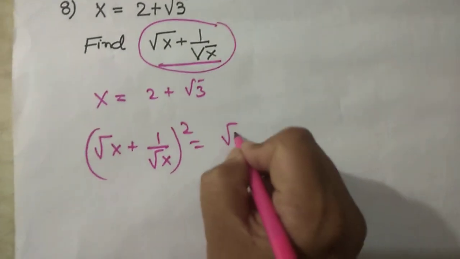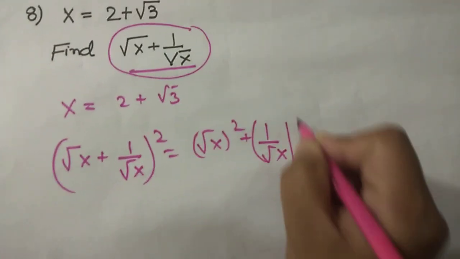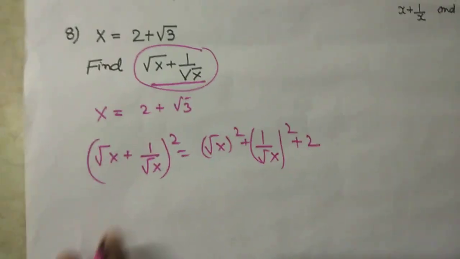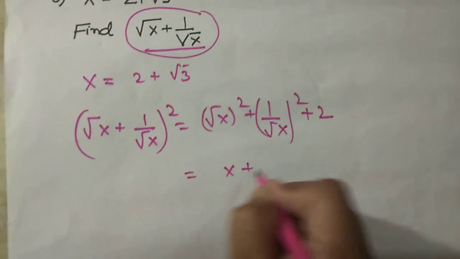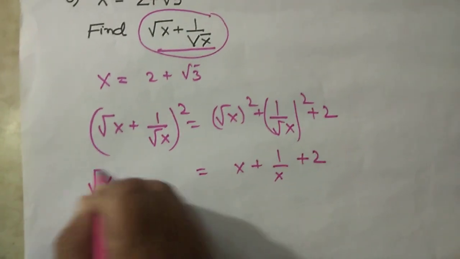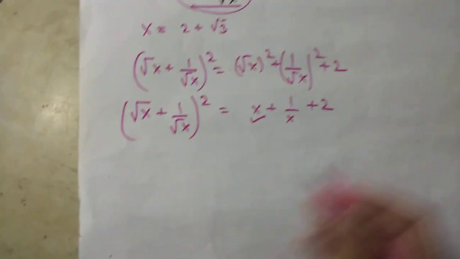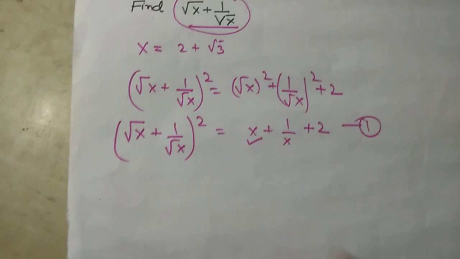Root x square, I am writing the whole thing, plus (1 by root x) whole square, plus 2 reciprocal. So this is x plus 1 by x plus 2, and (root x plus 1 upon root x) whole square. So now you check. x is already given. Let this be equation 1. So what to find?